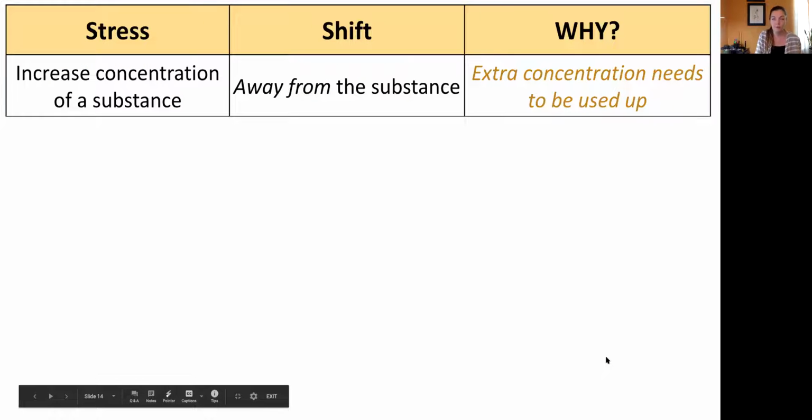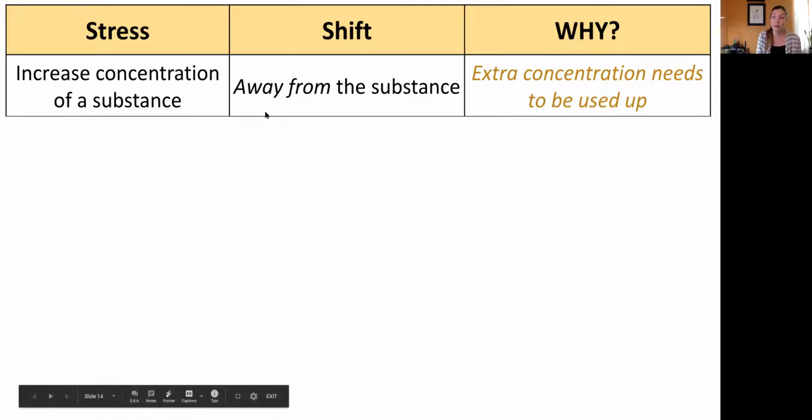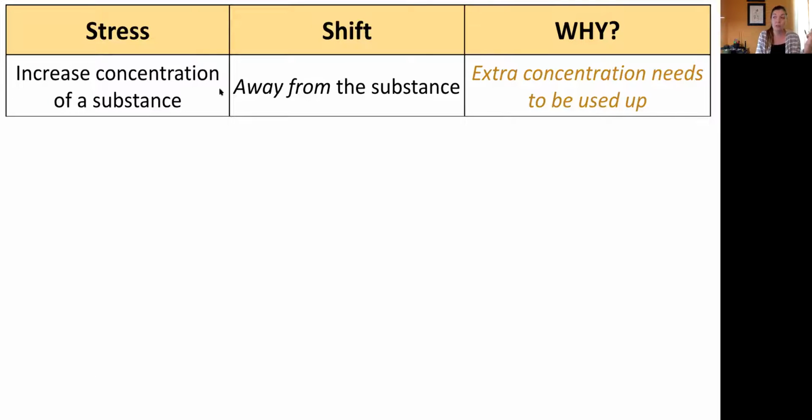So here's our table. There's the first one. If we stress it by increasing the concentration of a substance, let's say we have reactants to products. We add more reactants, it's going to make more products. We add more products, it's going to make more reactants. So the shift here is away from it. We add reactants, it shifts away to make products. If we add products, we shift away from products to make more reactants.